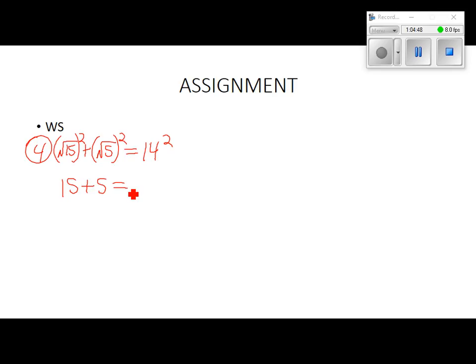What's 14 squared? 196. This side's 20. Is that a right triangle? No, it's not a right triangle. Next question. Give me some harder ones. We only got 5 minutes.